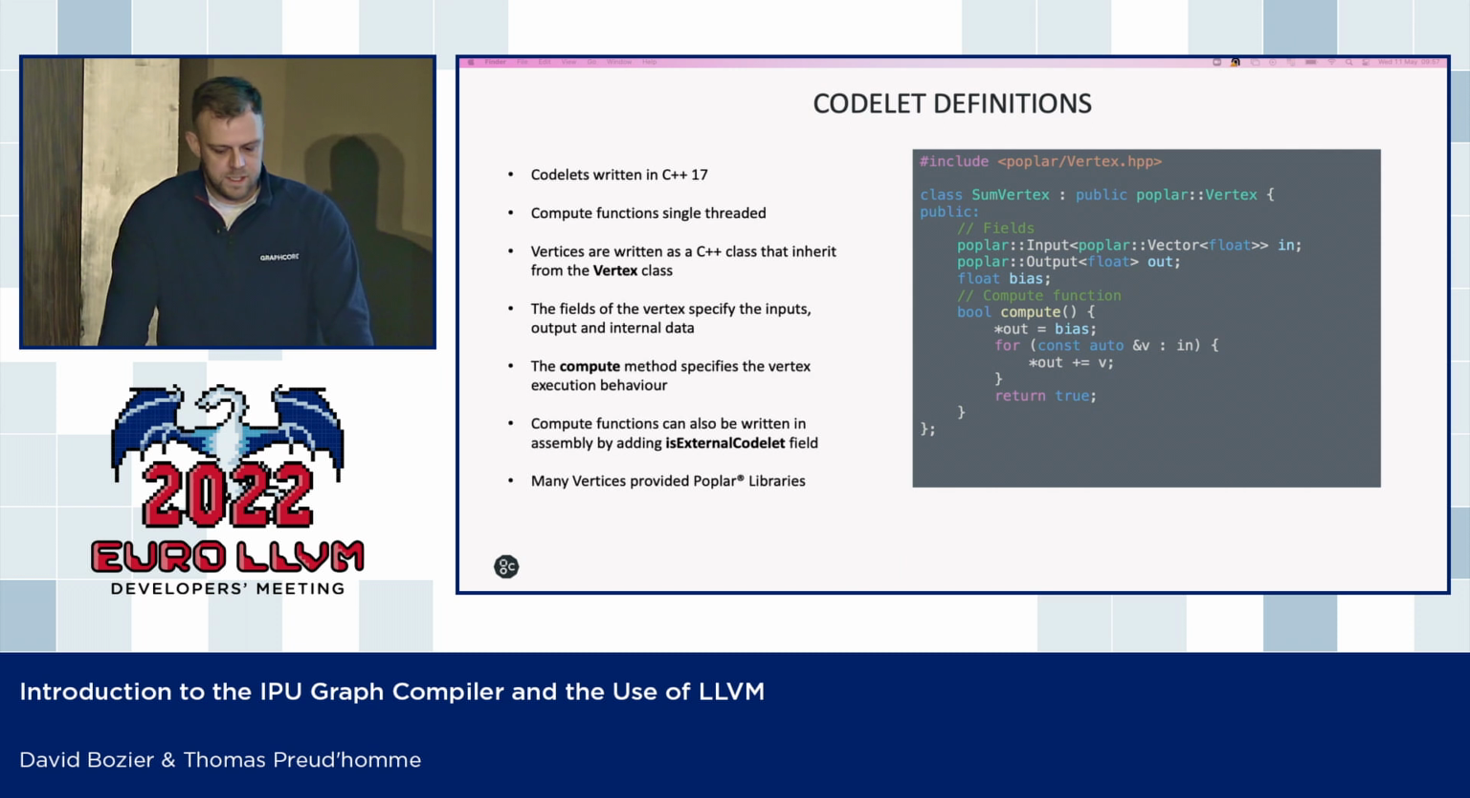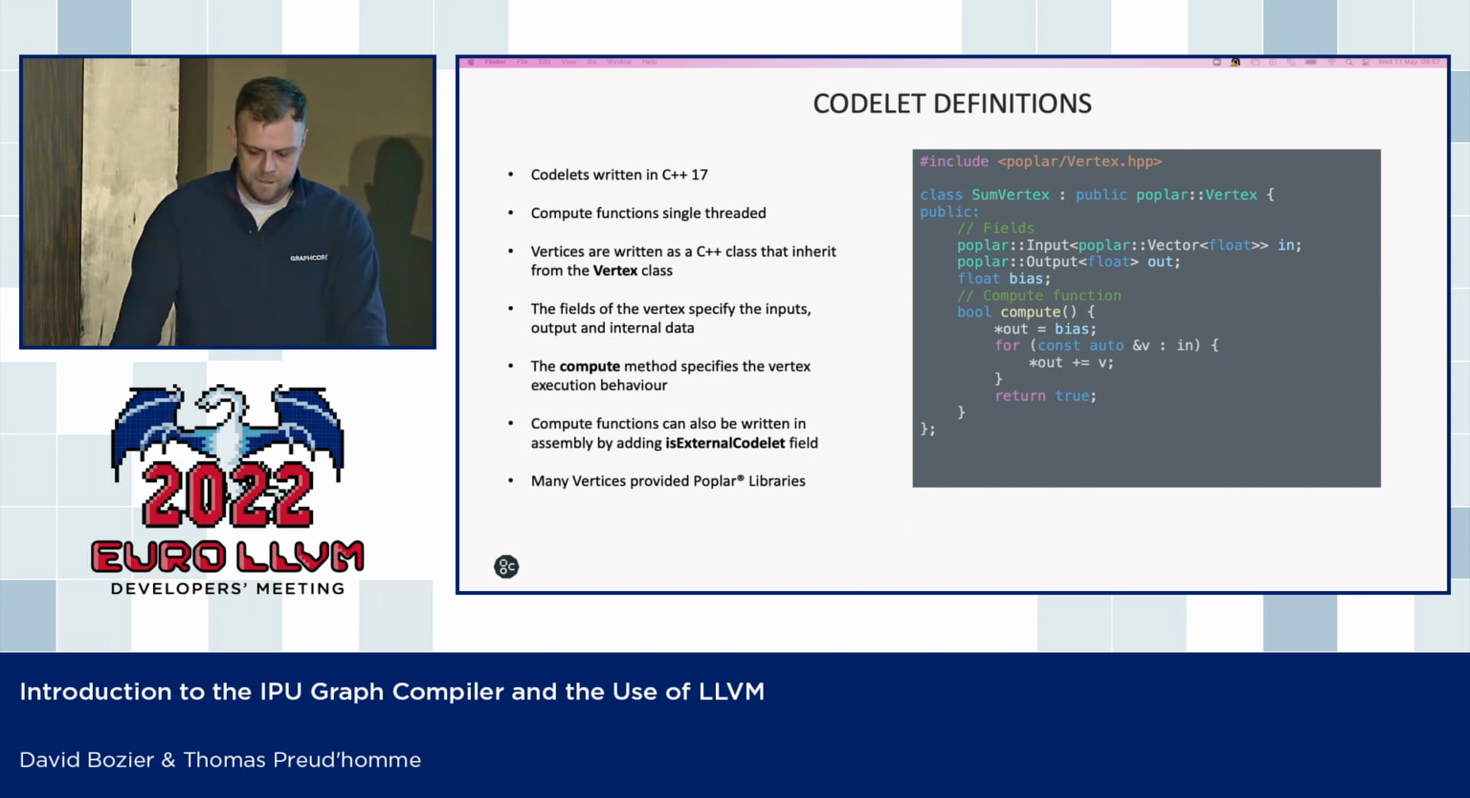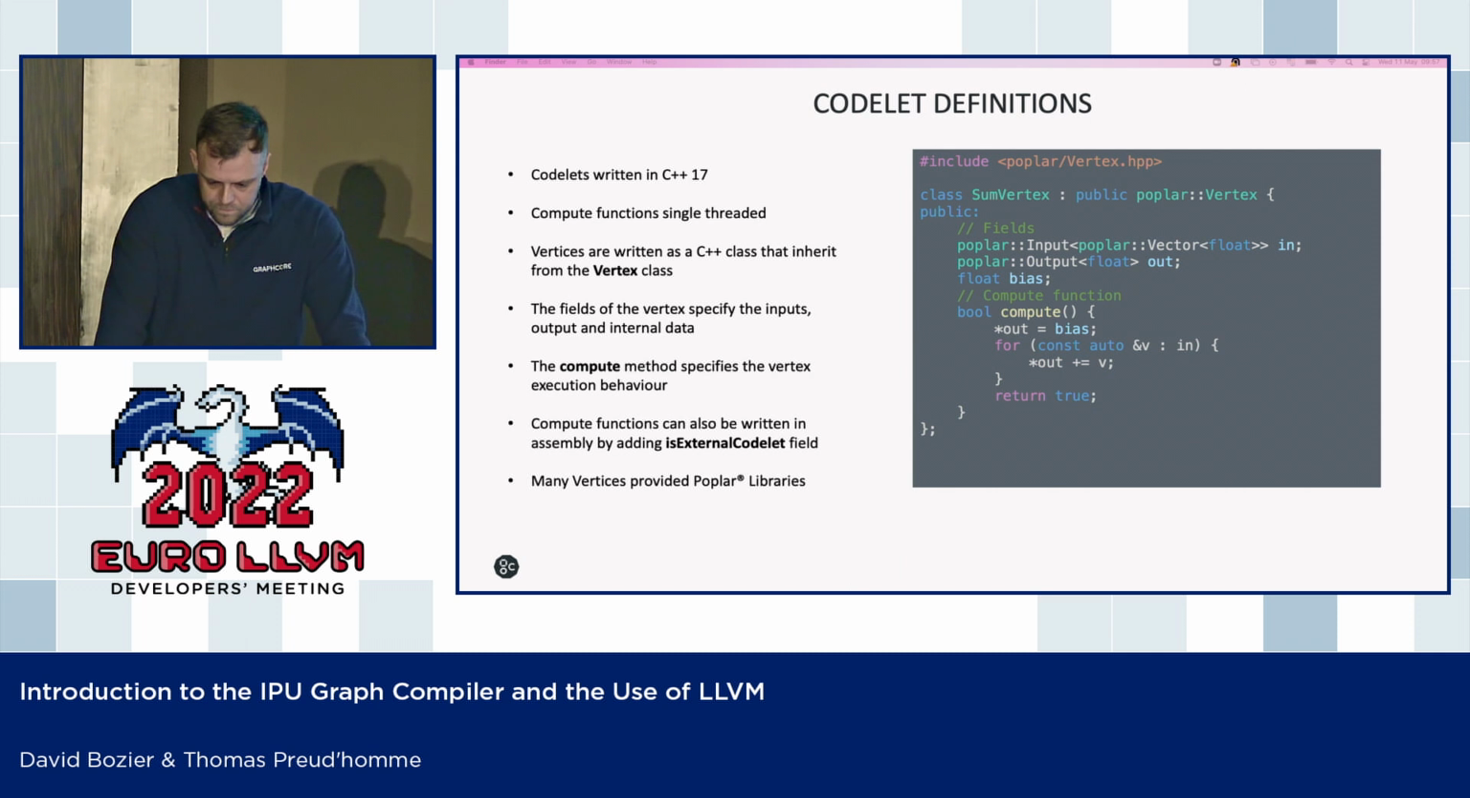So vertices are written as C++ classes that inherit from a vertex class. The fields of the class specify the inputs, outputs, and internal data of the vertex. And there's a single compute method. Compute functions can be written in assembly.